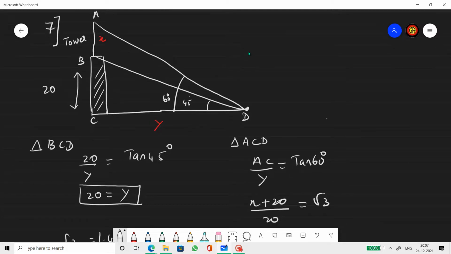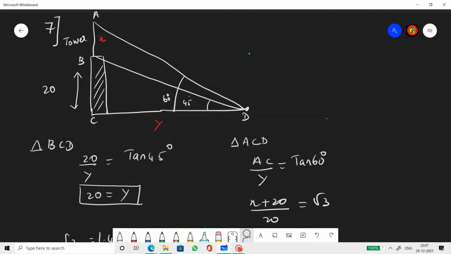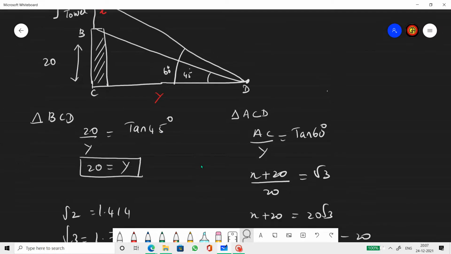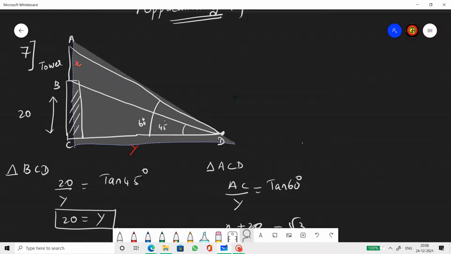So here it is. I took AB as X and CD as Y. Then consider triangle BCD, where BC is 20, given in the question. CD we took as Y. So 20 by Y is opposite by adjacent. That's tan 45. Tan 45 value is 1. Therefore, Y equals 20. Then take the whole triangle, which means triangle ACD.